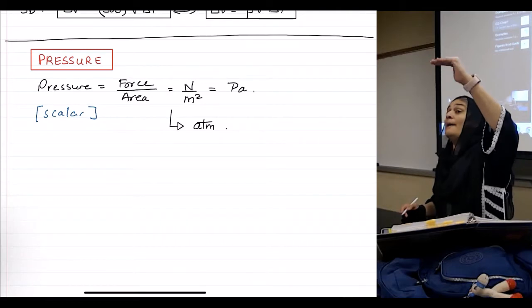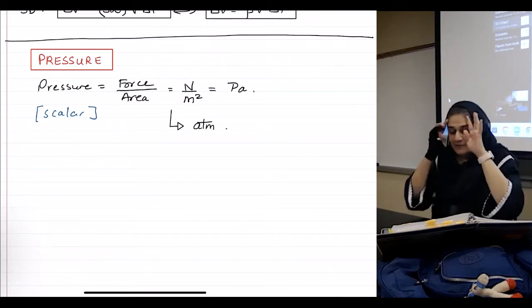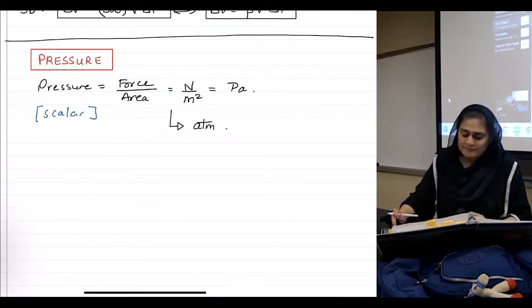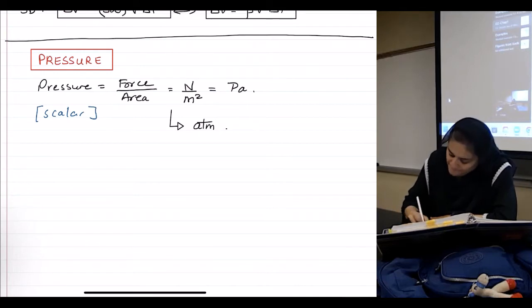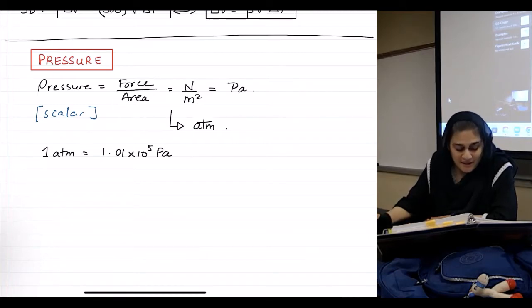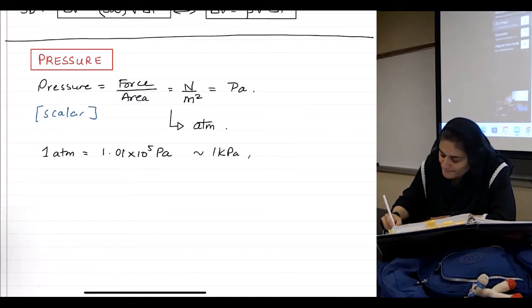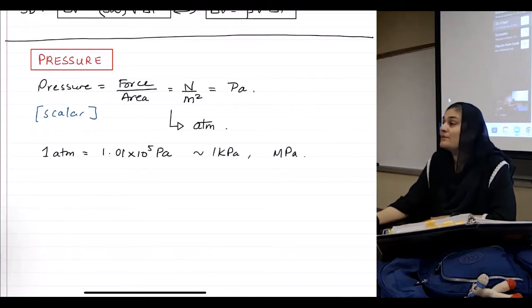And what happens when we go up? The atmospheric pressure decreases, right? Okay. So 1 atm is 1.01 times 10 to the 5 Pascal. And because Pascals are a very, very small number, usually people use kilopascal or megapascal to represent pressure changes.